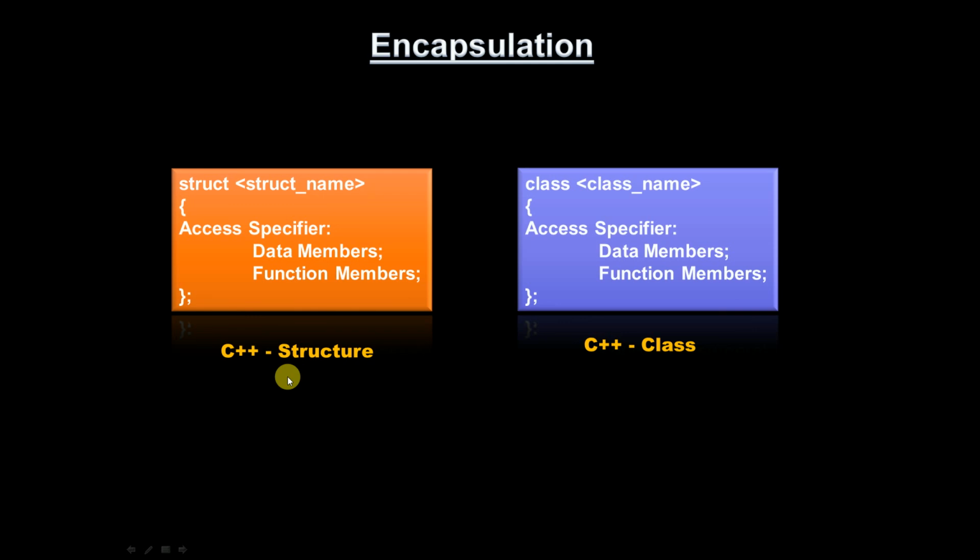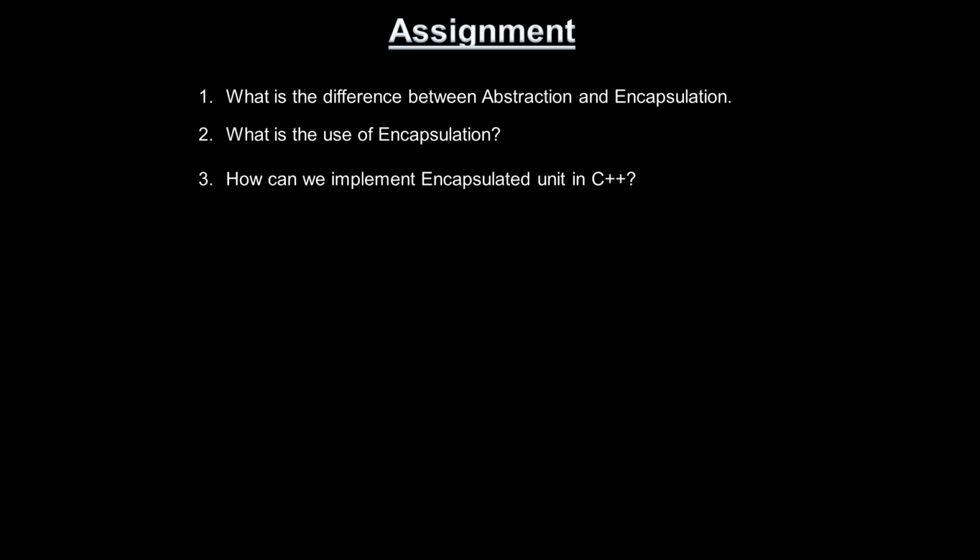That's for today. A few assignments you can take note of: what is the difference between abstraction and encapsulation? Don't get confused: abstraction is a theoretical thing, and encapsulation is the technical implementation of abstraction. What is the use of encapsulation? And how can we implement an encapsulated unit in C++? These are small, one-mark, one-word-answer questions.